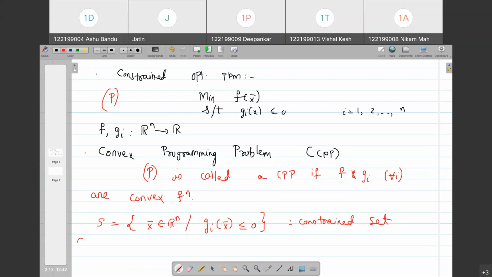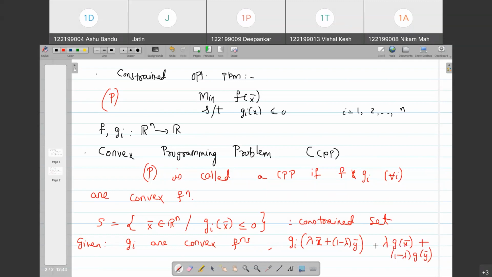What is given to me? Given that your gi's are convex functions. Can you recall when you call a function to be a convex function? So your gi of lambda x plus 1 minus lambda y is something times lambda into g of x bar plus 1 minus lambda into g of y bar.